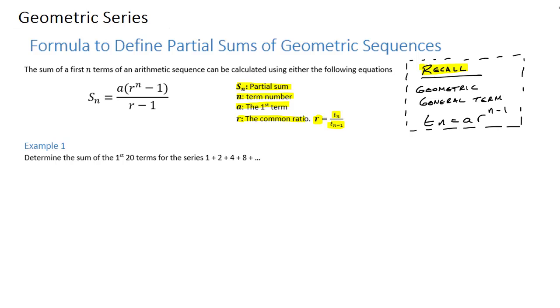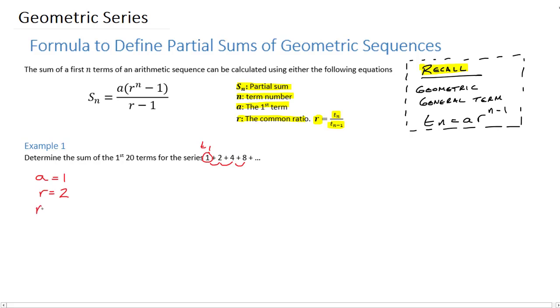All right, so let's do this first one. Nice, simple one to start. Determine the sum of the first 20 terms for this series. All right, so a is the first term. Well, that's 1. There you go. So T1, that's what a is. All right, what is r? Well, take any term divided by the previous. So 2 divided by 1, or 4 divided by 2, or 8 divided by 4. You always get 2.